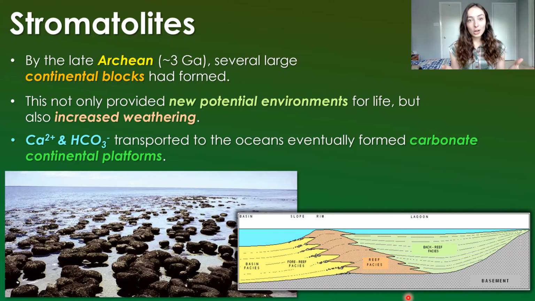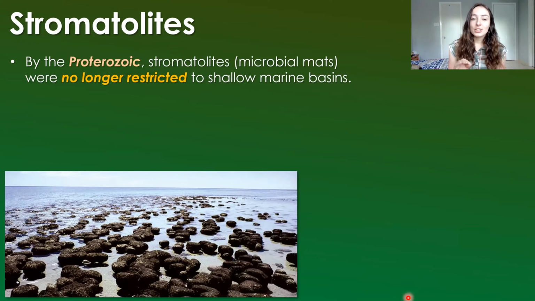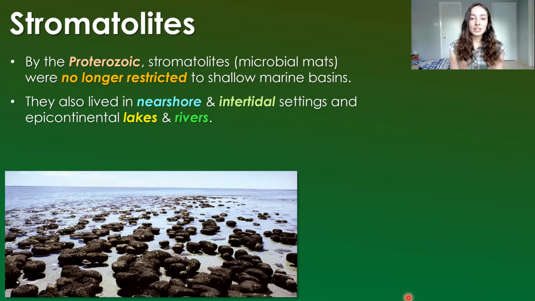In any case, carbonate platforms were starting to form in many areas during this time, and by the Proterozoic, stromatolites were no longer restricted to shallow marine basins and could now also live in nearshore and intertidal settings, those transitional environments on these carbonate platforms, and also in epicontinental lakes and rivers.